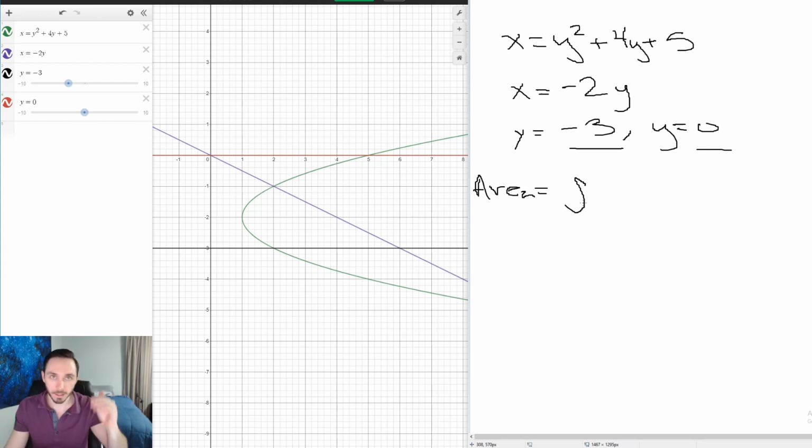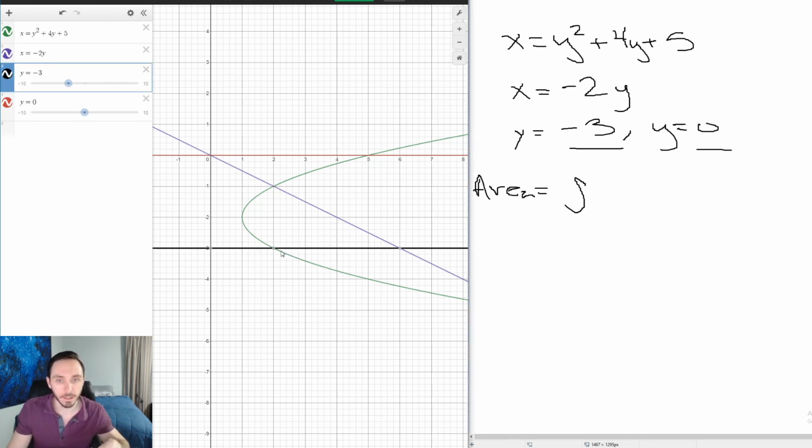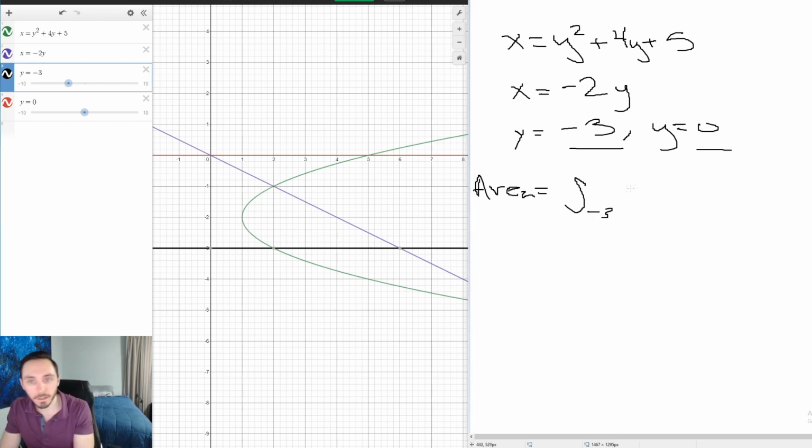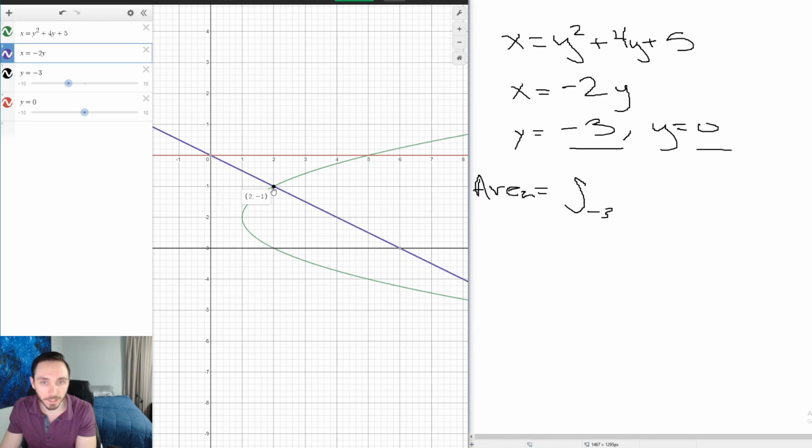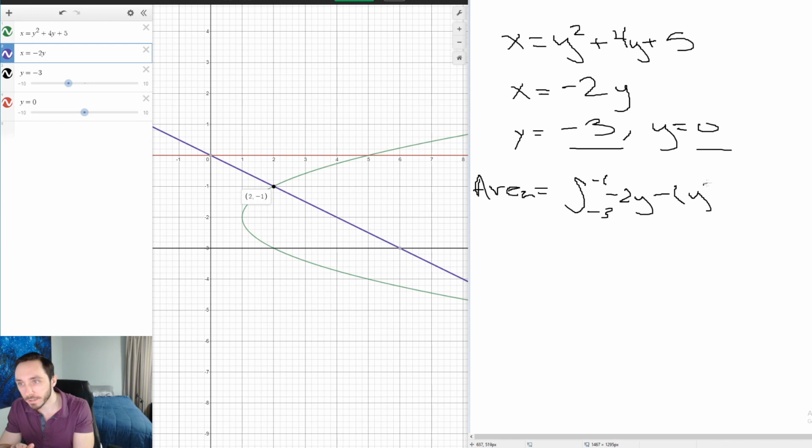What is going to be our lowest bound? It's going to be all the way down here, at a y value of negative 3. And then we're going all the way up to that y value of negative 1 we found earlier. And it's right minus left, so we're doing the bigger area first. So it'll be negative 2y minus the parabola, which is y squared plus 4y plus 5.